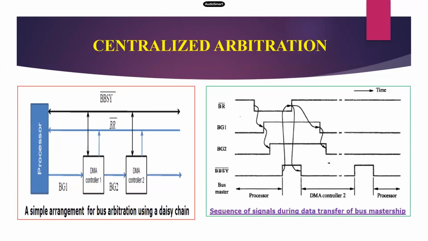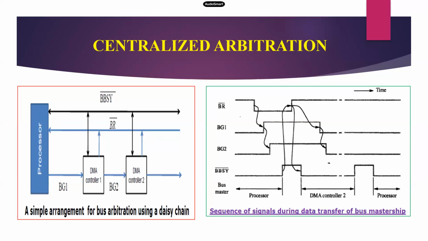In the centralized arbitration technique, this is the diagram. We have a DMA controller, one DMA controller, and the processor. BG1 is nothing but the bus grant signal. BR bar is the bus request signal. BBSY bar is the bus busy signal. Suppose more than one DMA controller is connected with the processor.